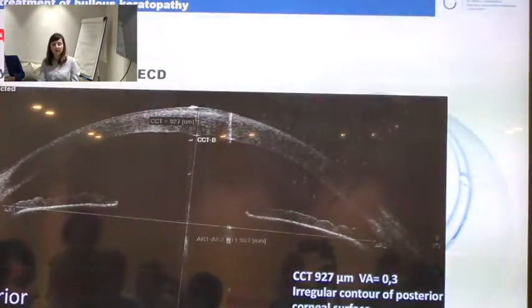first case, it is also the first participant of this clinical trial, a 48-year-old female teacher with bilateral Fuchs dystrophy. This is her left eye. Prior to treatment, the corneal thickness is 927 micrometers and visual acuity 0.3, but this is in Snellen's chart for distance.